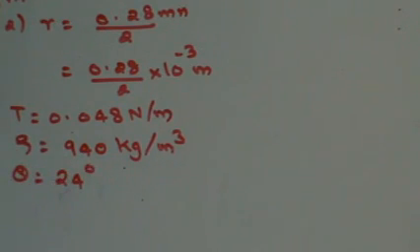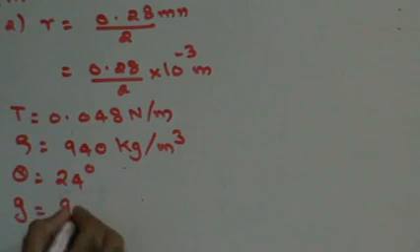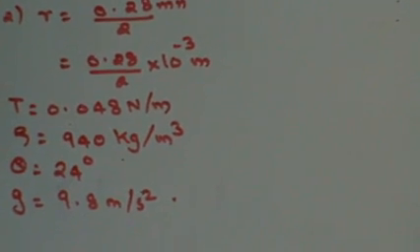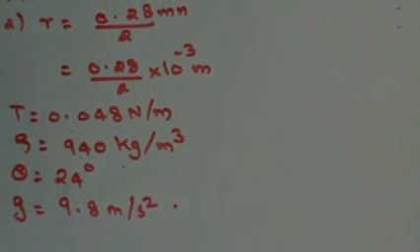Find the height to which the liquid rises in the tube if the angle of contact is 24 degrees and g is 9.8 meters per second square.